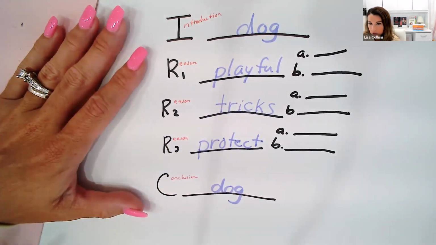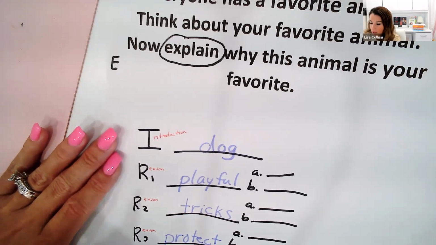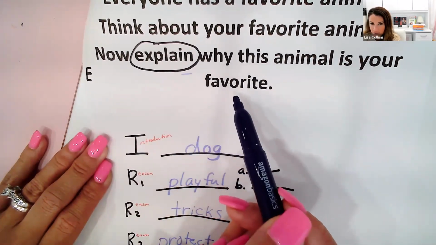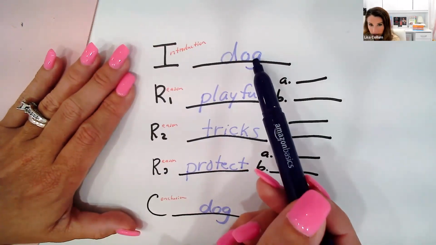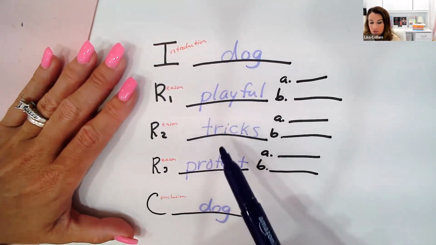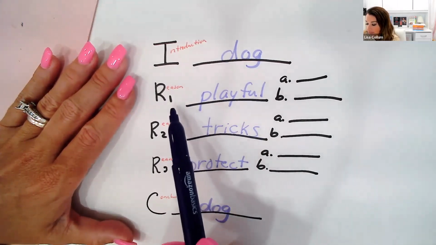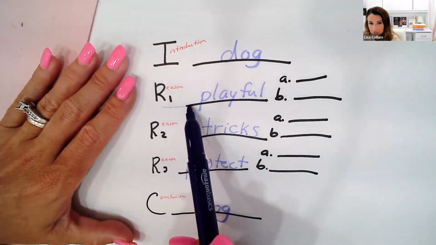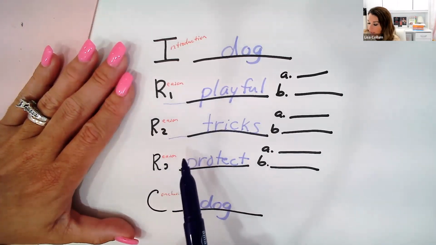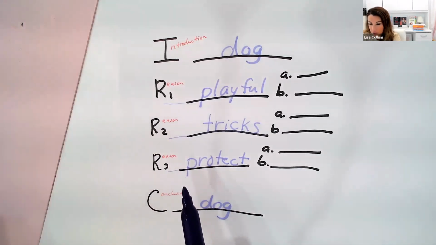Okay, so the prompt was, think about your favorite animal. Now explain why this animal is your favorite. I picked a dog, so I put dog on I and C. And then I came up with 3 reasons why a dog's my favorite animal. My first reason is because they're playful. My second reason is because they do tricks. And my third reason is because they can protect you.